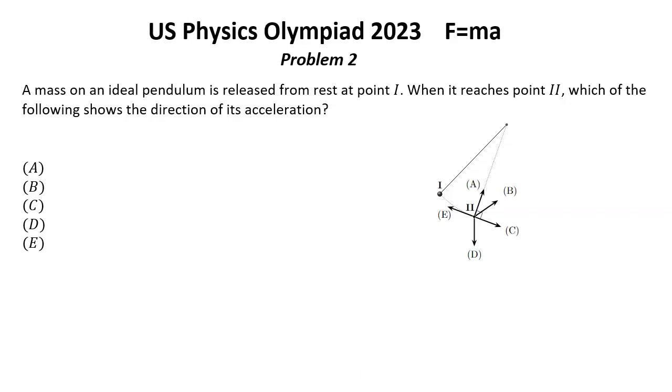At point 2, there is both an inward centripetal force because the mass is moving in a circle, and a tangential force because the mass is speeding up. Thus, the answer has to be a positive sum of vectors directed along A and C. So it must be B, and B is a correct answer for problem number 2.